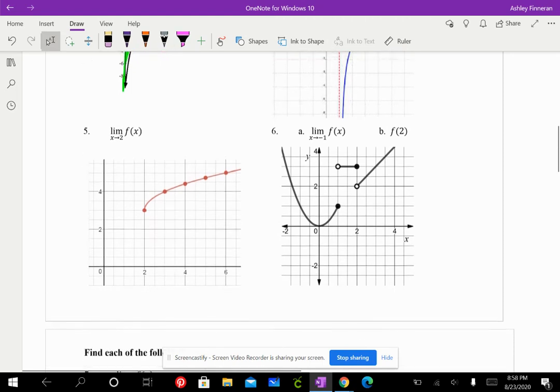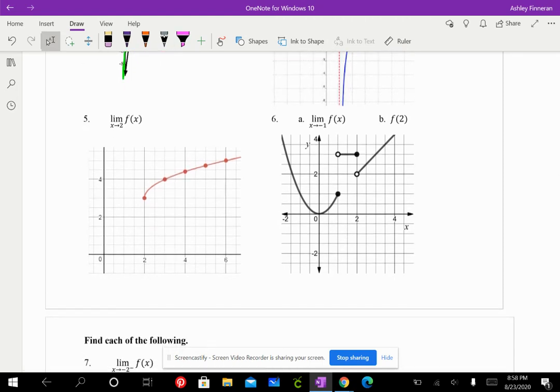And after that, number 5, we are trying to find the limit as x approaches 2 of f of x. Well, from the right, there is a limit. From the right, it's approaching a y value of 3. But from the left, there's not a left side. Therefore, this limit doesn't exist because the limit from the left is not the same as the limit from the right.